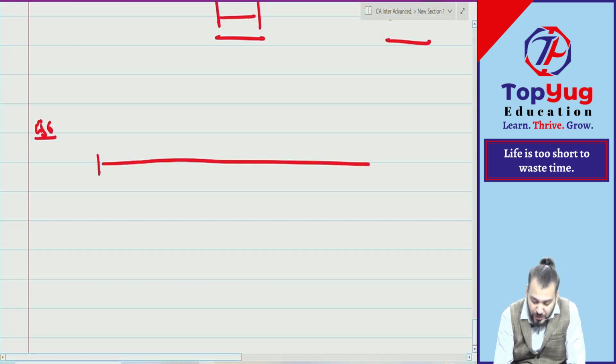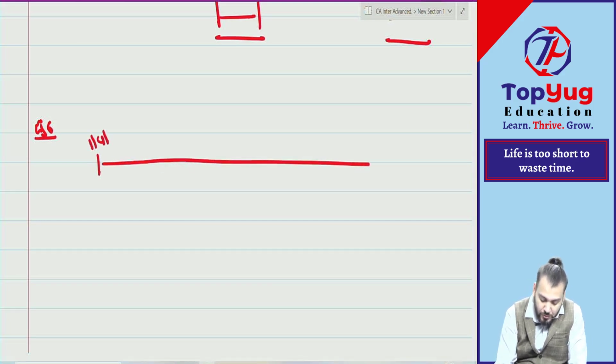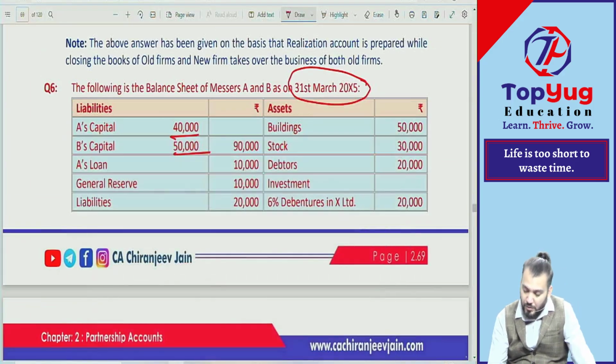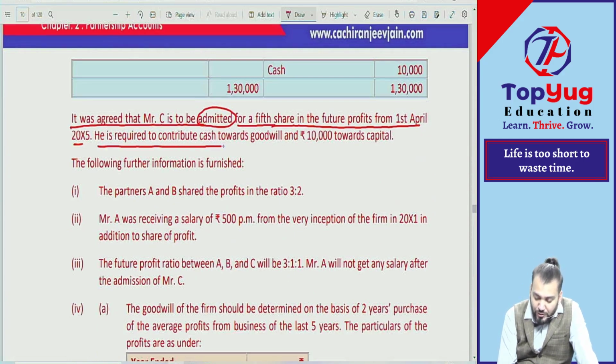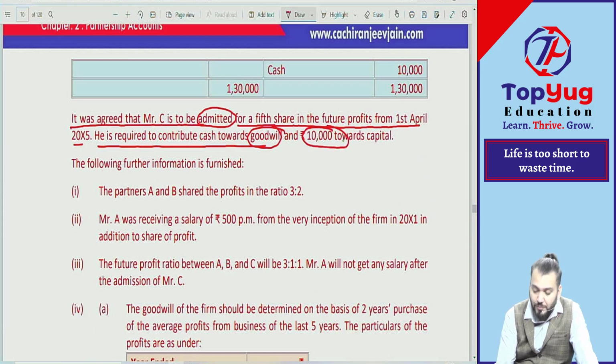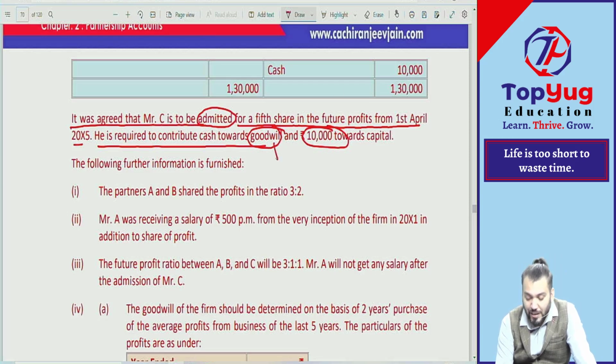From 1st April 2005, C is admitted. Correct. He is required to contribute cash toward goodwill and 10,000 towards capital. It means the total amount brought in by C will be capital, 10,000, plus his share of goodwill. So this we need to calculate.